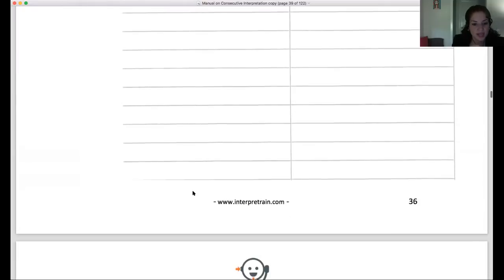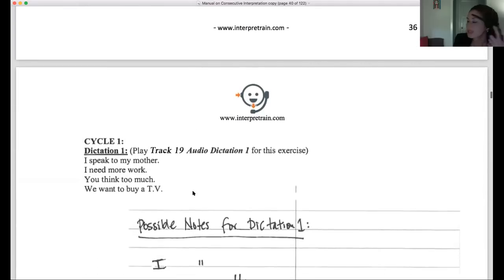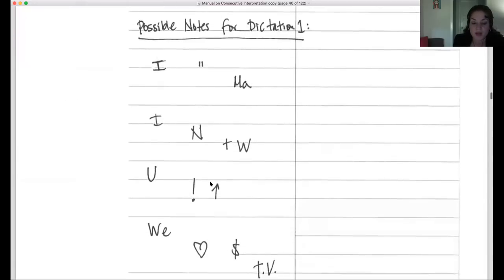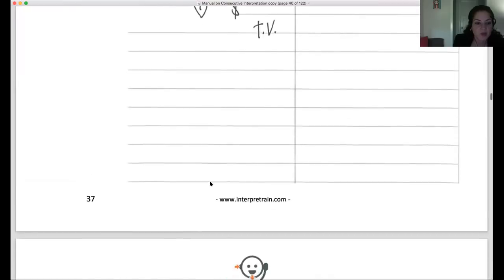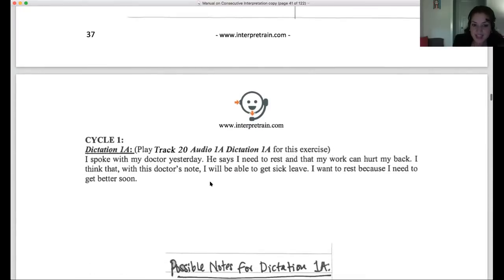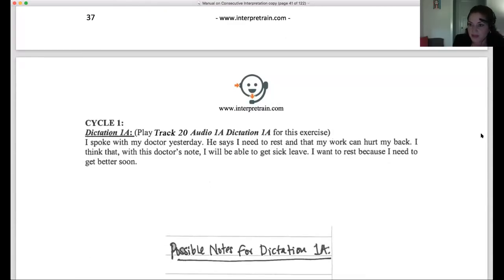Then you move on to the next dictation, page 37. You would listen to what you recorded and then you would compare it to this text over here. And that's how you know if you got something right, if you got something wrong. And you can also look at my possible notes, okay? And as you can see, the dictations get harder and harder. They get progressively harder as we move on.